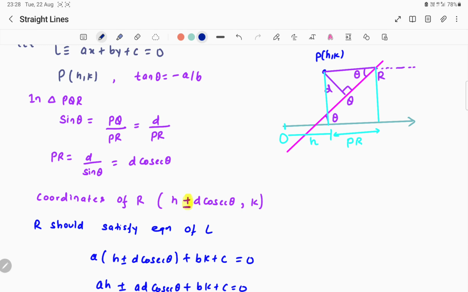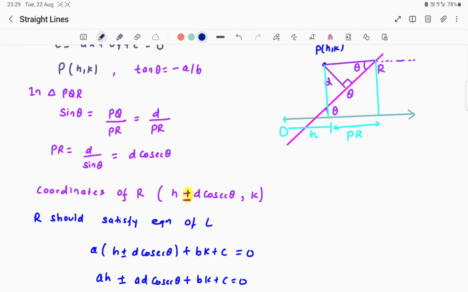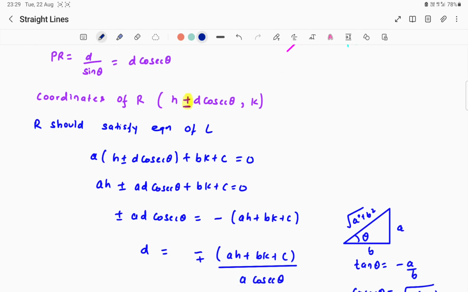Now, R coordinates are H plus minus D cosec theta comma K. Also, you can see that R lies on the line, which means R will satisfy that equation. Which equation? The given equation, ax plus by plus c equal to 0. So substitute this, and when we simplify, we get ah plus or minus ad cosec theta plus bk plus c equal to 0.